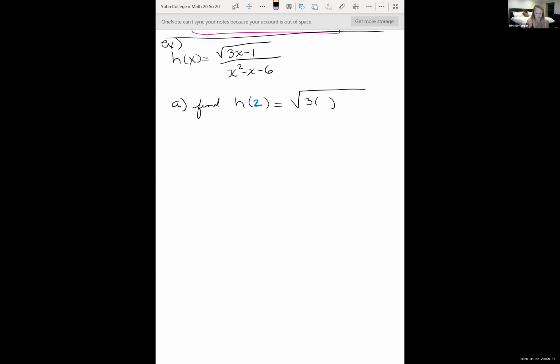So h of 2 is equal to the square root. We have a 3, you see an x, so put parentheses, and then a minus 1. All over, you see an x there, so we're going to put a parentheses, but that x is squared, so that parentheses is squared. Minus, you see an x there, put a parentheses, and then we have a minus 6. So now go in and wherever you see an x, we're going to replace that with 2.